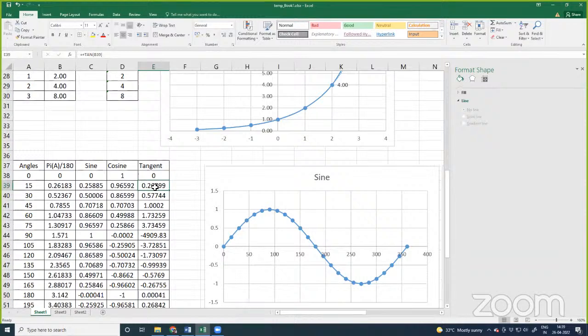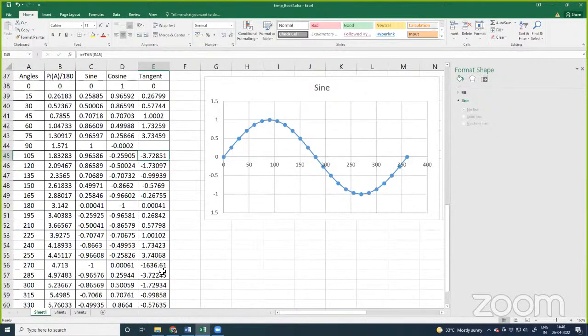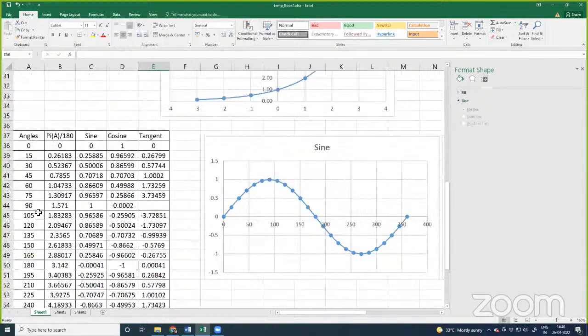Tan 45 is 1. Tan 90 should not come. It is an infinite value, and that's why the values are erratic there. Here this value will not come. How does a tan function look?